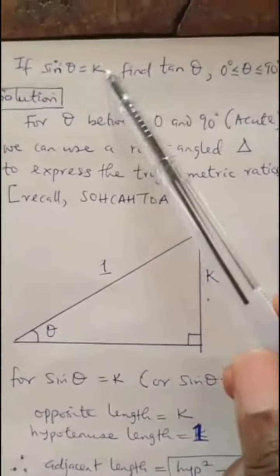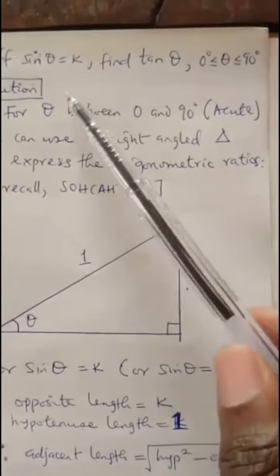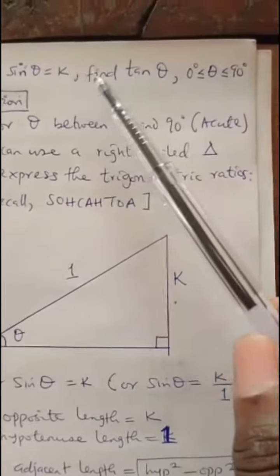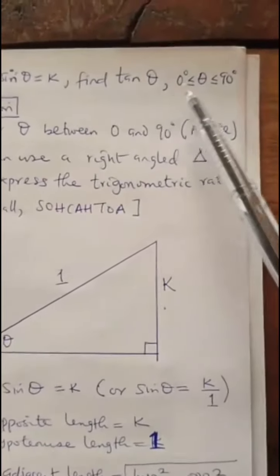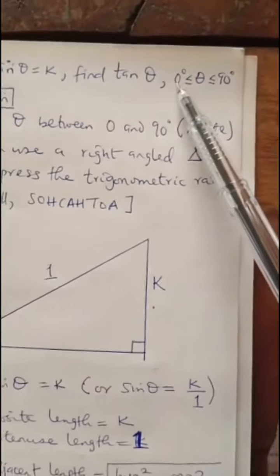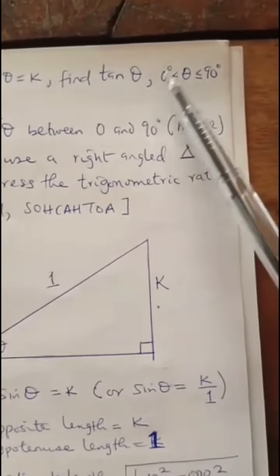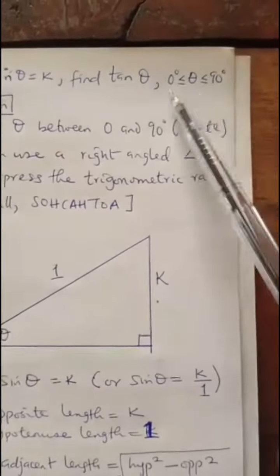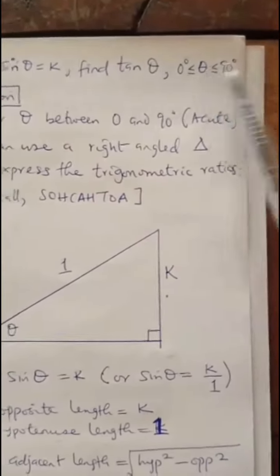If sine theta is equal to k, this is the second question. If sine theta is equal to k, find tan theta, where theta is between 90 degrees and 0 degrees. So where theta is between a value of 0 degrees and 90 degrees, they're telling you that theta is an acute angle.